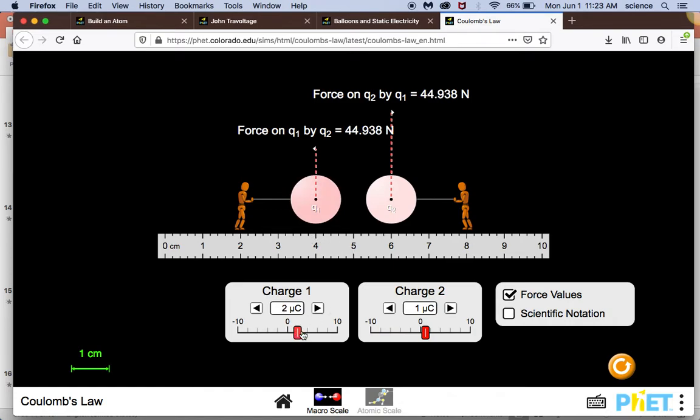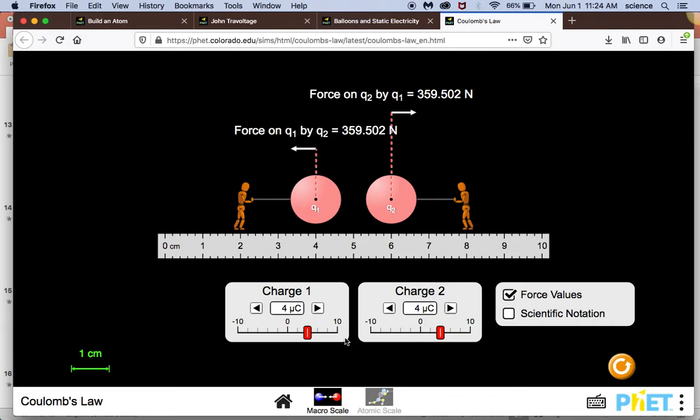They each have 1 Coulomb of charge. Let's actually make it something like 4 on each. There we go. So it's around 360 newtons of force. They're both positively charged, so they're repelling one another, and these people are holding these objects back. That's why there's this line connected here.